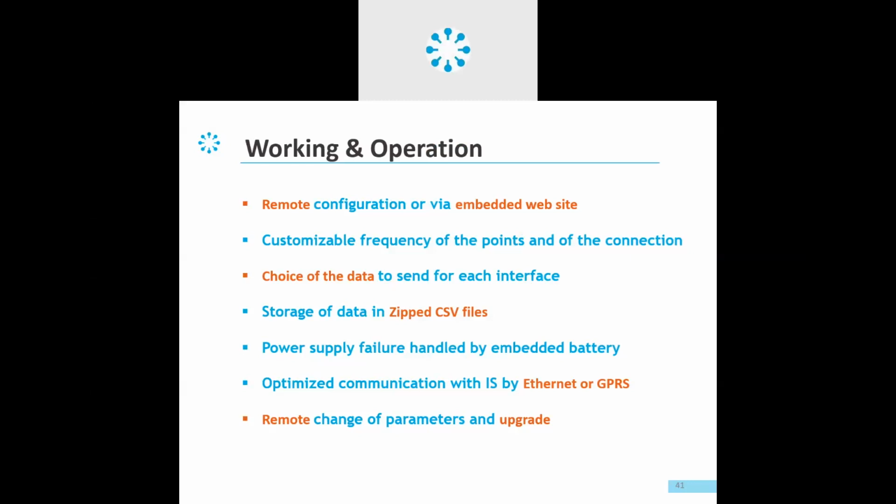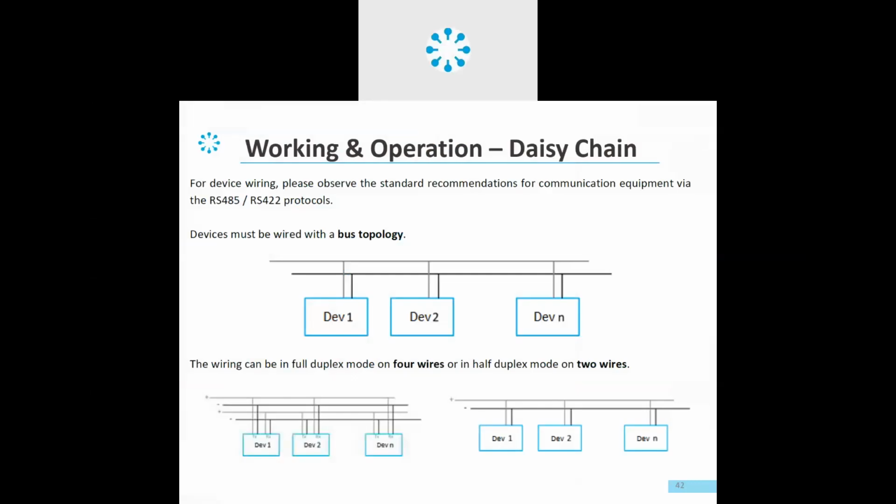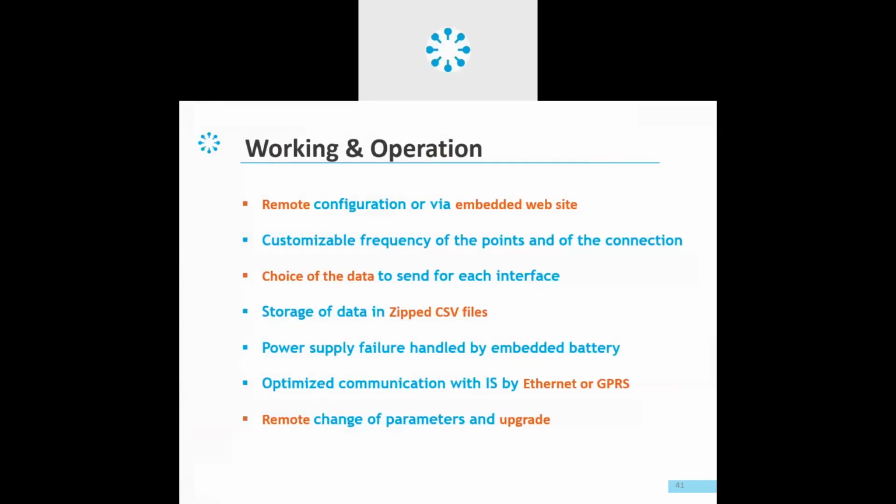Power supply failure handled by an embedded battery, storage of data in zip CSV files, and this I have already explained. So most of the things can be done remotely. For example, remote change of parameters and upgrade. So you don't need to visit the site again and again for any new change or new upgrade on the site.